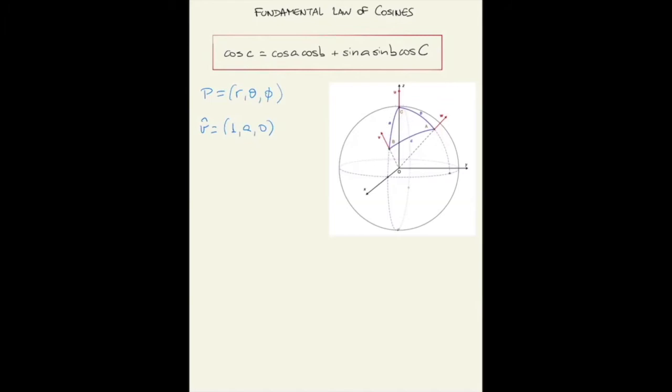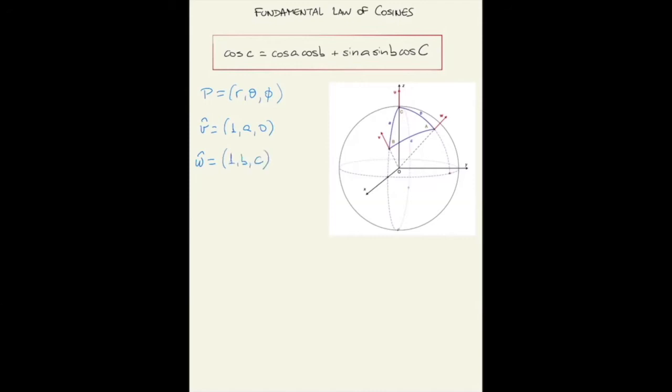Now, for the vector w hat, we have that theta is equal to b, and its azimuthal angle is equal to this opening, the angle between the sides a and b, which, by definition, is equal to the angle C. Therefore, w hat in spherical coordinates is 1, b, and big C.